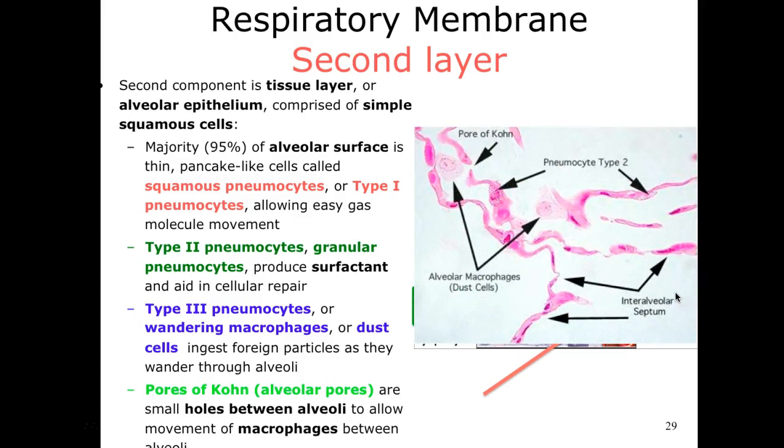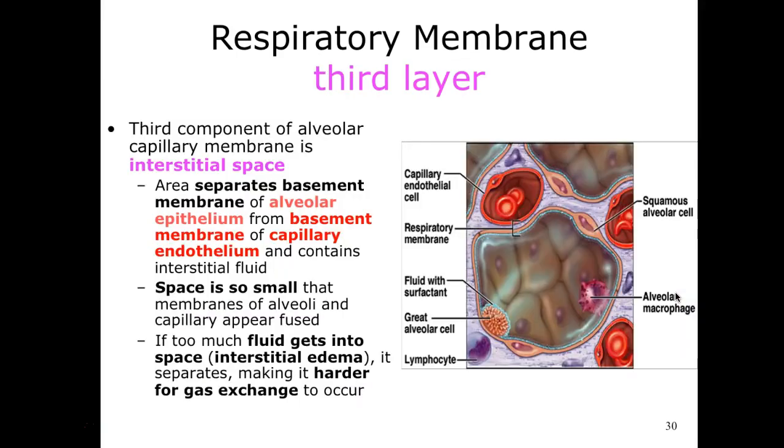Another thing I want to draw your attention to is something called the pore of Kohn, or the alveolar pores. These are just openings between the different alveoli so that we can allow these macrophages, or type 3 pneumocytes, or wandering macrophages or dust cells, to move and clean up the different alveoli.